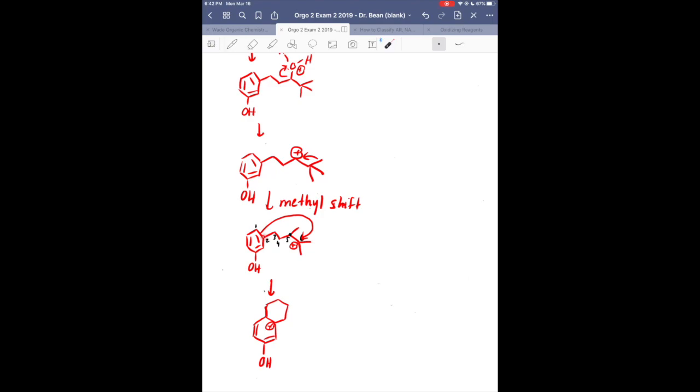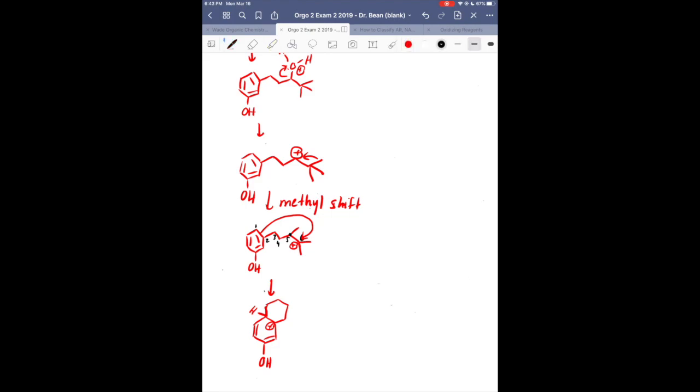And does the carbon on the right, this one, did this have a hydrogen to begin with? Yes or no? So it didn't, but the other one did, right? The number 1 carbon did. And so that's the one that's going to have the hydrogen. Eventually, we're going to have to deprotonate that and reform the aromaticity of the ring, okay?